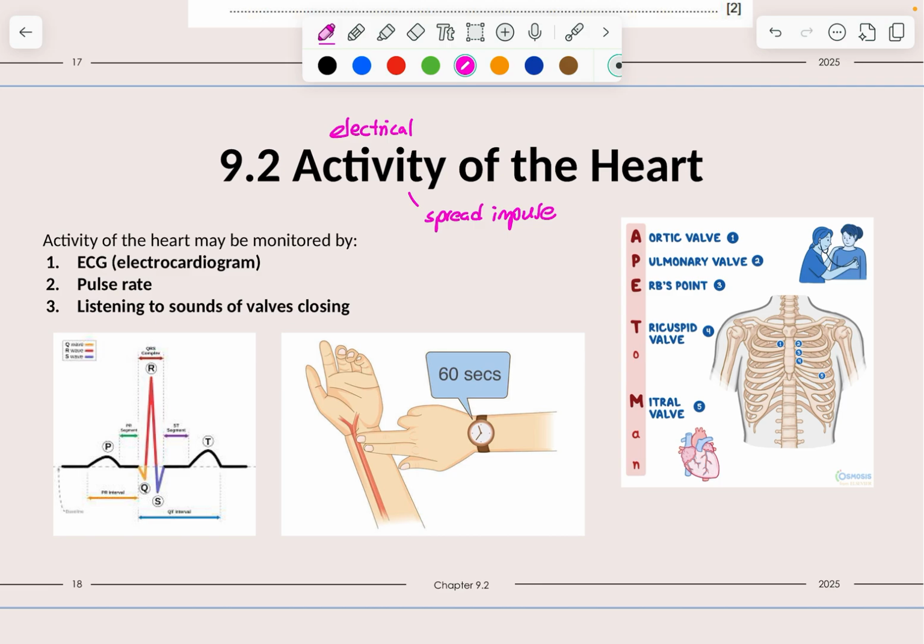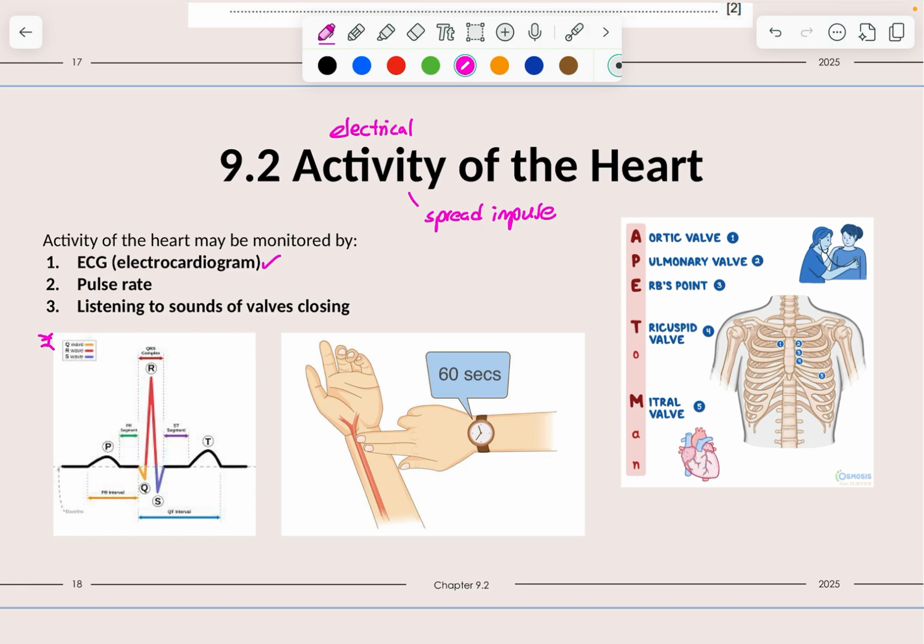So you can measure or monitor it by using an ECG. ECG is called an electrocardiogram, which is actually this one. So you can see that you can detect the electrical activity of how the heart is doing. Is it contracting? Is it relaxing? Is the atrium contracting or is the atrium relaxing? So you use this to visualize it.